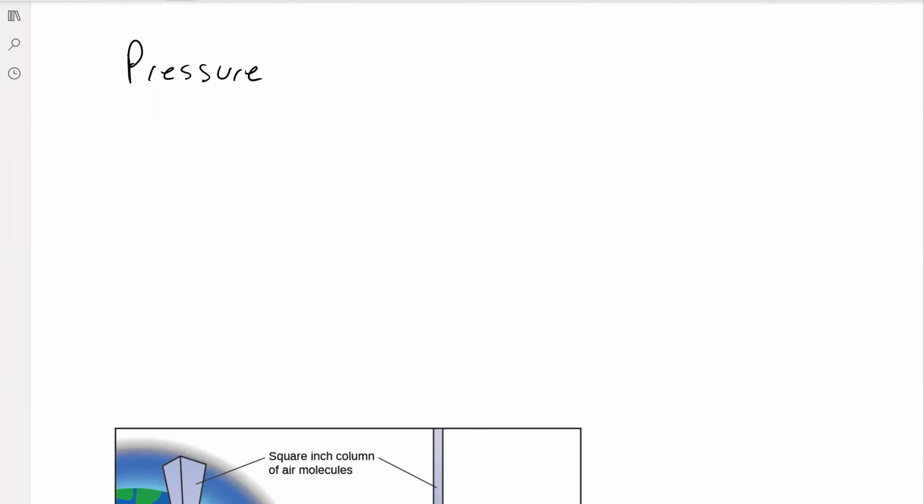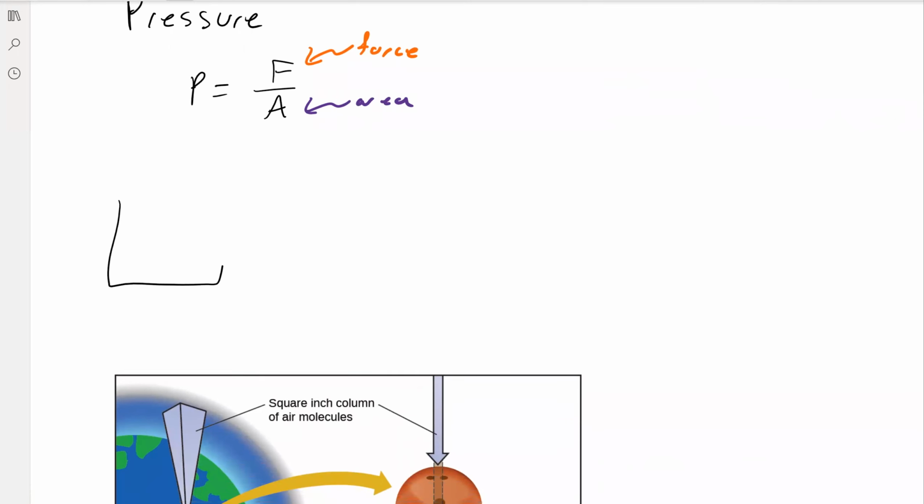All right, so one of the properties of gases that we're going to be talking about is the gas's pressure. Pressure is equal to a force over an area. So if you have a bigger force, you have a bigger pressure, or if you have a smaller area, you also have a bigger pressure. And so remember, with our model of gases, the pressure of a gas comes from it colliding with the walls of the container.